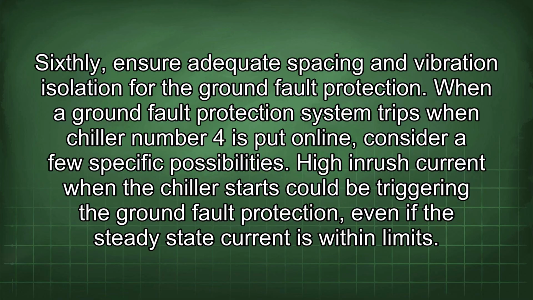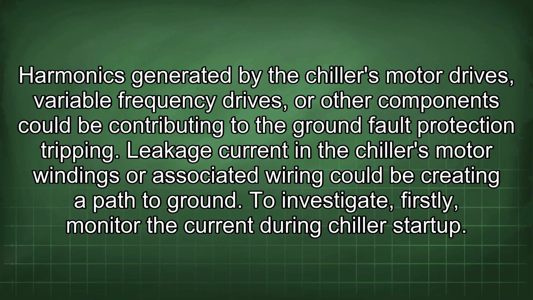When a ground fault protection system trips when chiller number 4 is put online, consider a few specific possibilities. High inrush current when the chiller starts could be triggering the ground fault protection, even if the steady state current is within limits. Harmonics generated by the chiller's motor drives, variable frequency drives, or other components could be contributing to the ground fault protection tripping. Leakage current in the chiller's motor windings or associated wiring could be creating a path to ground.